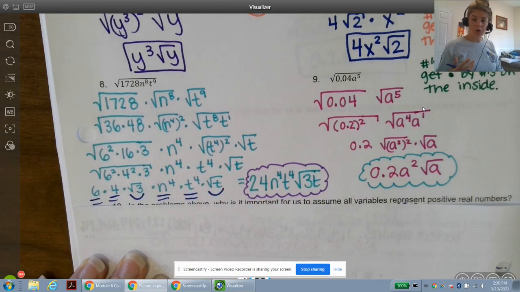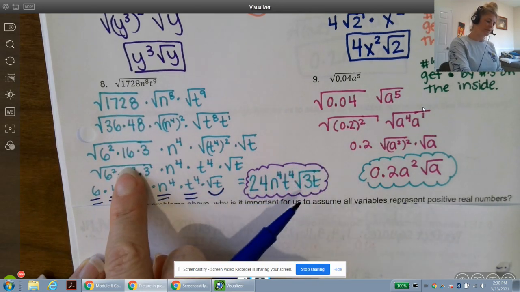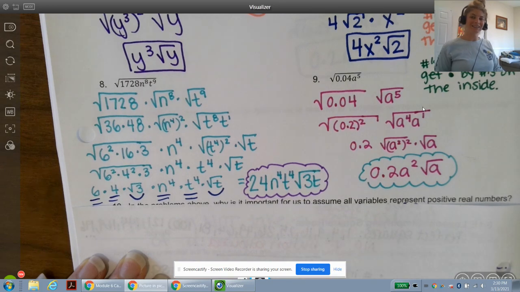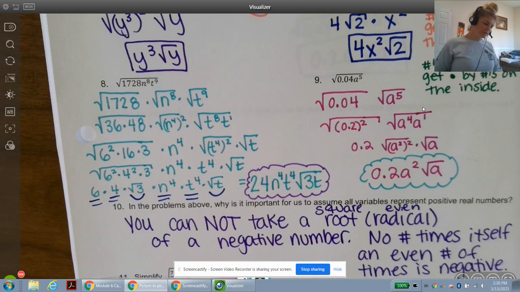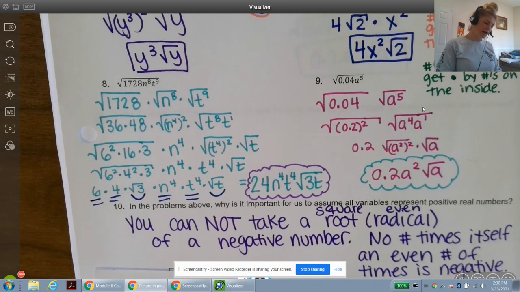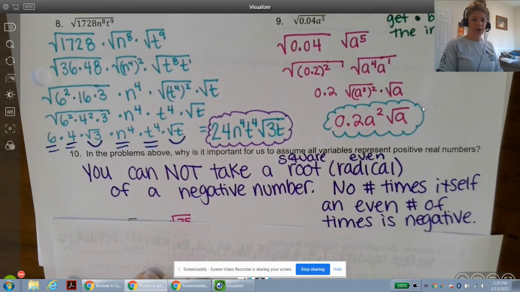Okay. And again, your work might look slightly different than mine. I'm showing a little bit more work just in case people look at my answer key and need to know exactly what I did. But maybe you saw different factors, so it'll look different, but you'll end up with the same answer. Okay, so why is it important for us to assume that all variables represent positive real numbers?